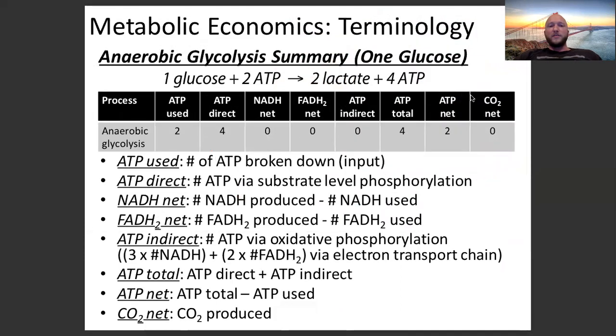Anaerobic glycolysis, right here is the summary chart. I want you to know these summary charts. We used 2 ATP, we got 4 ATP out of it. Total ATP produced is 4, so we have a net profit of 2 ATP.